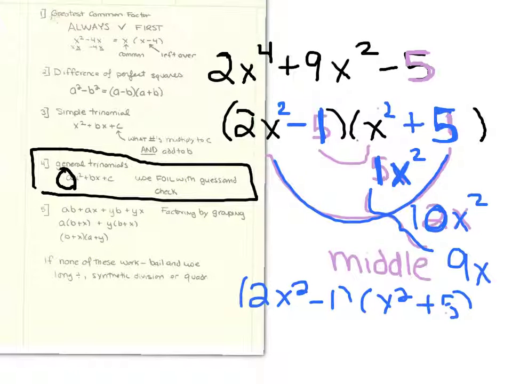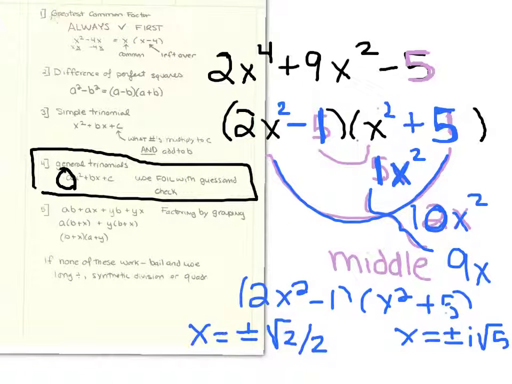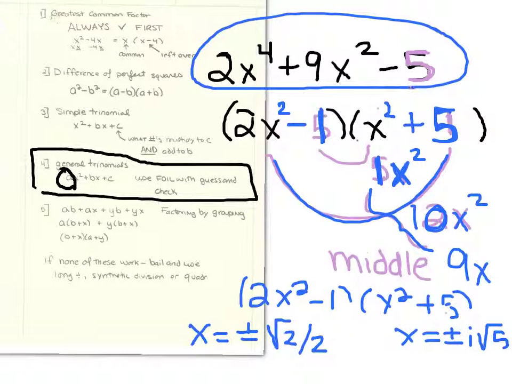And if you look at the roots of this problem, it's plus or minus i square root 5 for this one, and plus or minus the square root of a half, which is the square root of 2 over 2, for the other one. Which means you never could have gotten the answers to this problem if you had tried to do synthetic division or long division, because all of the roots are irrational or imaginary. So when faced with a problem like this, you have to be able to factor.